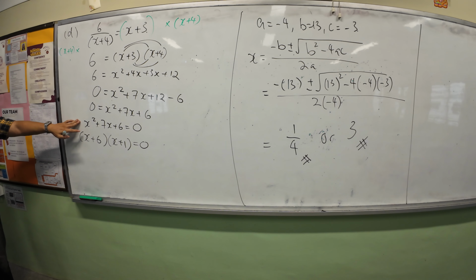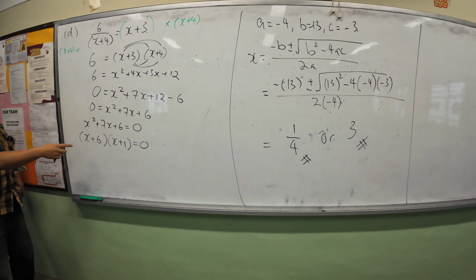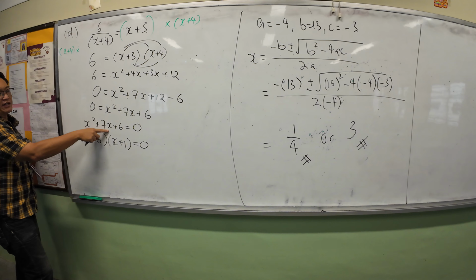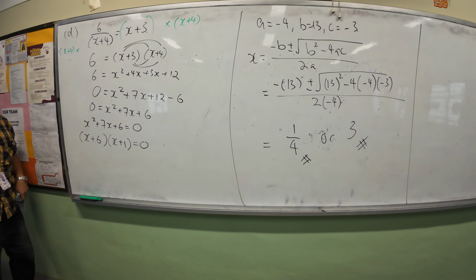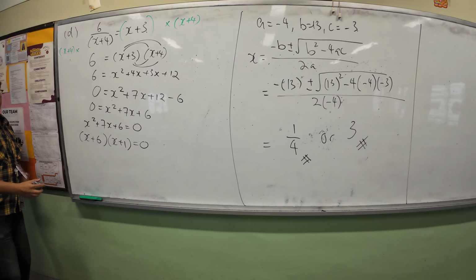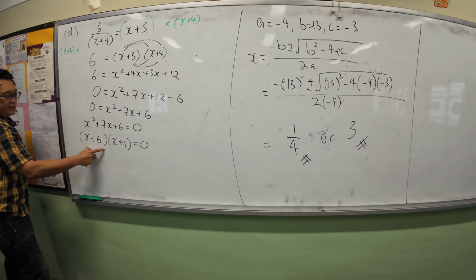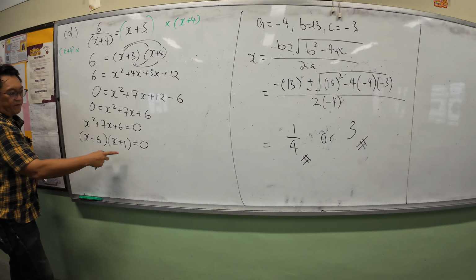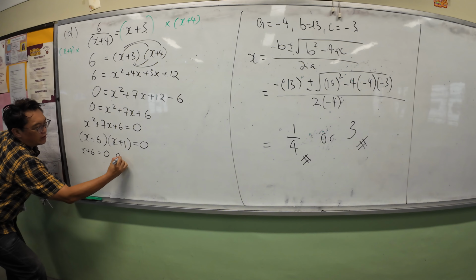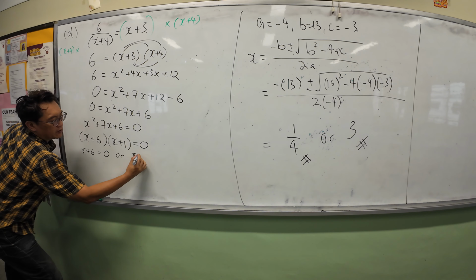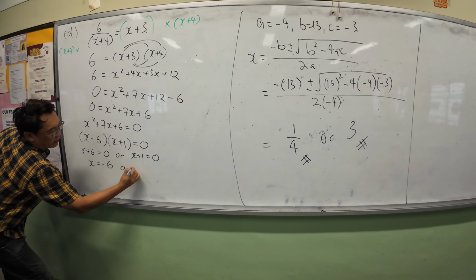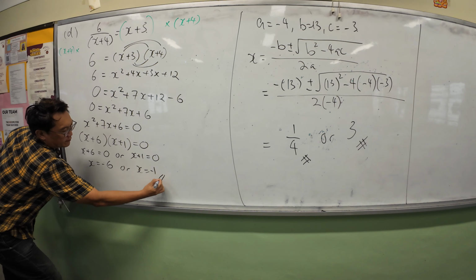Okay, so when I reach this, because I see 6 must be 1 times 6, then 1 and 6 I add together is 7 already. So straight away I can do my factorization. Okay, then from factorization, this bracket times this bracket is 0. Either this bracket is 0 or this bracket is 0. Then x equals to negative 6 or x equals to negative 1.